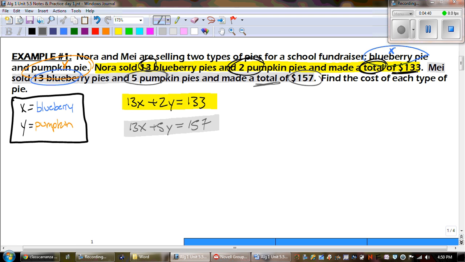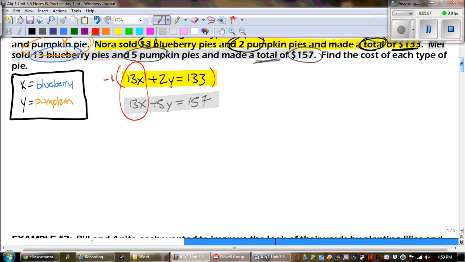And how do you want to solve? Well, the variables are on both sides. See how the x's are lined up? My x's are lined up, my y's are lined up. We can solve this with elimination. I can multiply, and it doesn't matter which one, I'm going with the one with the smaller numbers, my first equation by negative one for elimination.